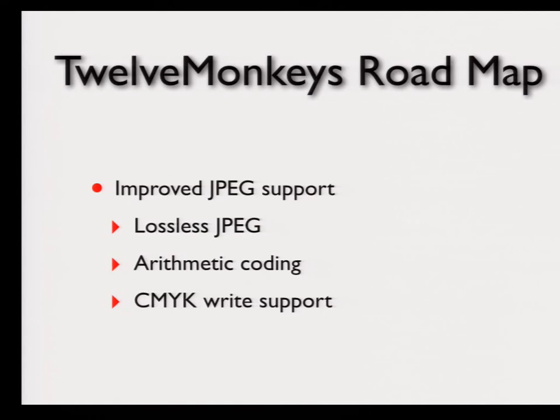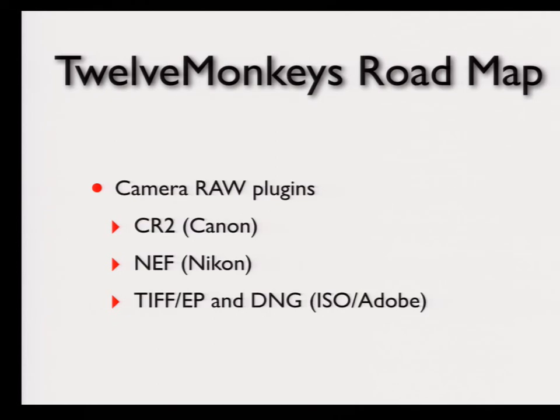Okay, so I'm going to talk a little bit about my plans going forward, because I want to make Java support even more of the JPEG format, like lossless JPEG, which some Austrian guy wanted to read. Also, arithmetic coding, which, I don't know if you know the JPEG spec very well. Normally all JPEGs are Huffman coded, which is a compression scheme. But there's also support in JPEG for a superior algorithm called arithmetic coding, which was patented some years ago, but now it's open, so anyone can implement it, and we probably should. I also want to do CMYK write support, and hopefully someday I'll have camera raw plugins, which is what I'm working on right now for Canon, Nikon, and the DNG format.